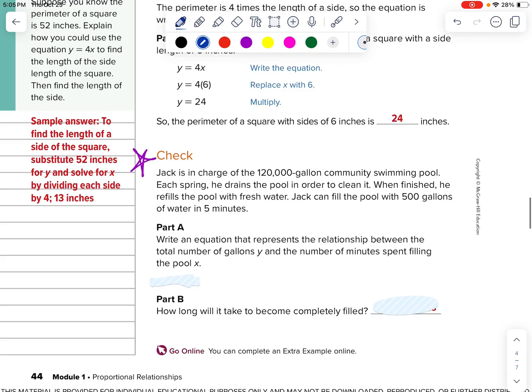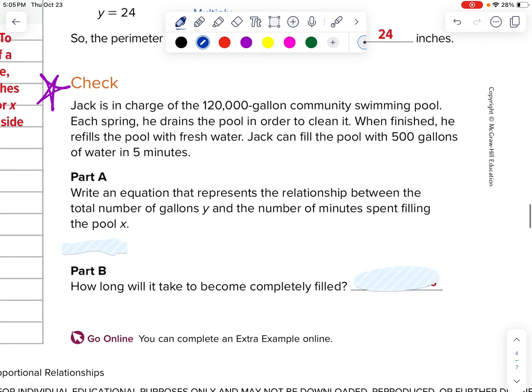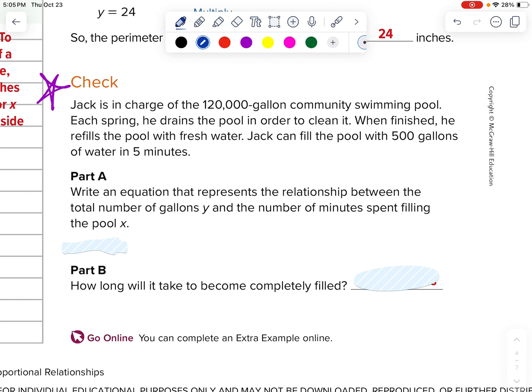Okay, we're going to move ahead to page 44. This is the last problem we're going to do in our book, so please hang in there with me. Let's read the last one. Jack is in charge of the 120,000-gallon community swimming pool. Each spring, he drains the pool in order to clean it. When finished, he refills the pool with fresh water. Jack can fill the pool with 500 gallons of water in 5 minutes.